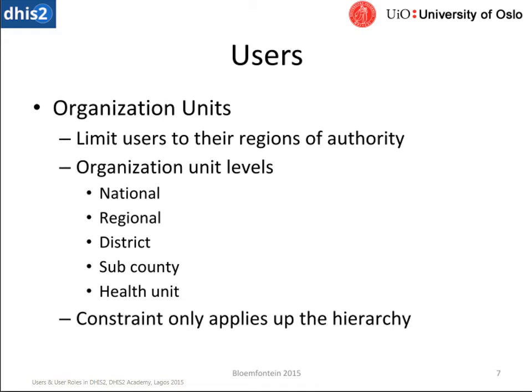Now, we'll talk more about that in a later unit, but to get a general sense of it now, the national, regional, district, subcounty and health units are examples of organization unit levels in health sectors. And a user might be given access to any one of them or multiple. Now, there might be multiple districts, multiple counties, multiple health units or facilities, and a user might only be allowed to have access to a specific region or specific district, whereas they might have more or less roles within that.